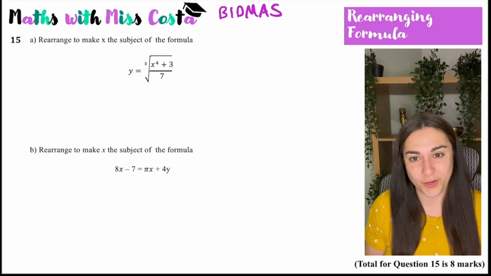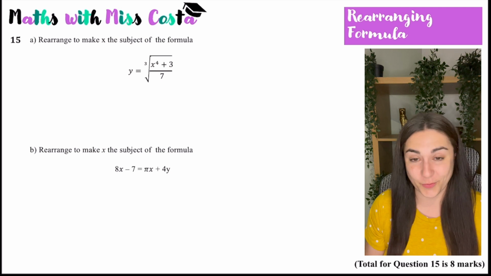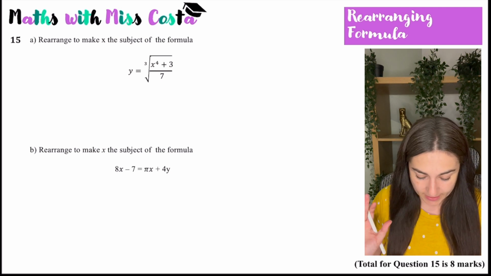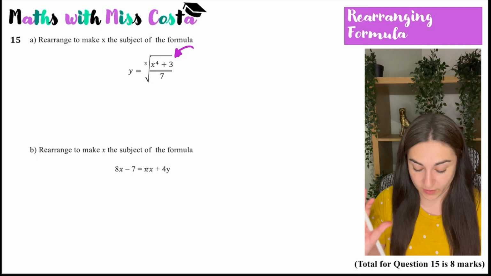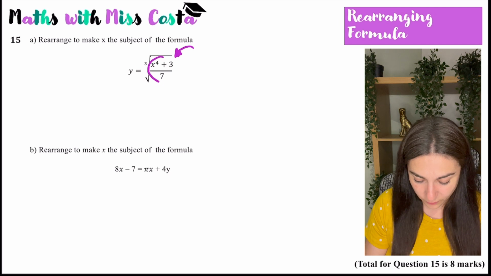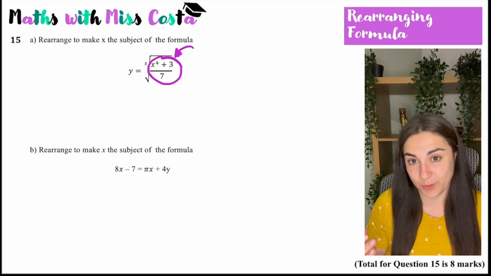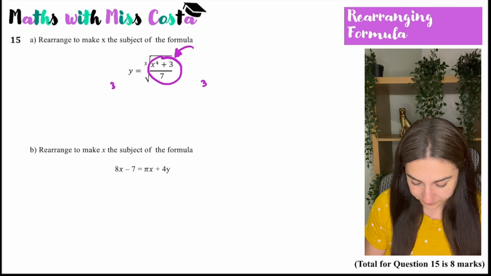Okay, so here we've got a few rearranging formulae because it can come up in so many different ways. So rearrange to make x the subject. The first thing you want to do, if something is affecting every part of one side of the equation, then that is what you want to get rid of. So the whole of this fraction is being cube rooted. So the first step is to cube both sides.